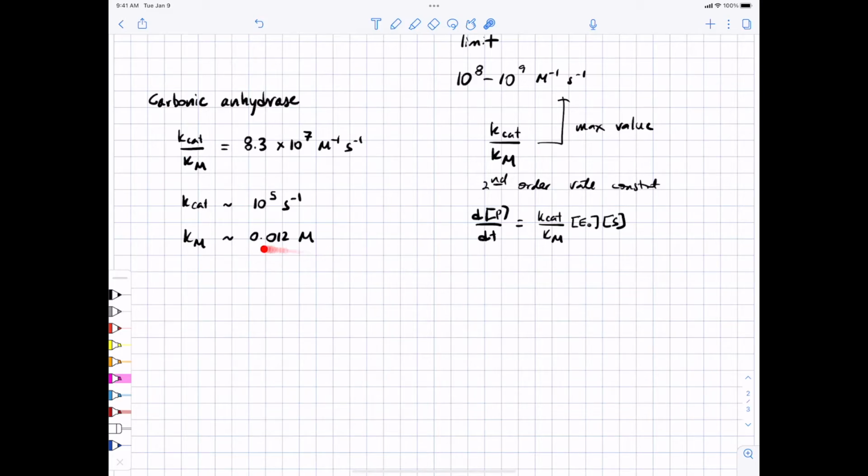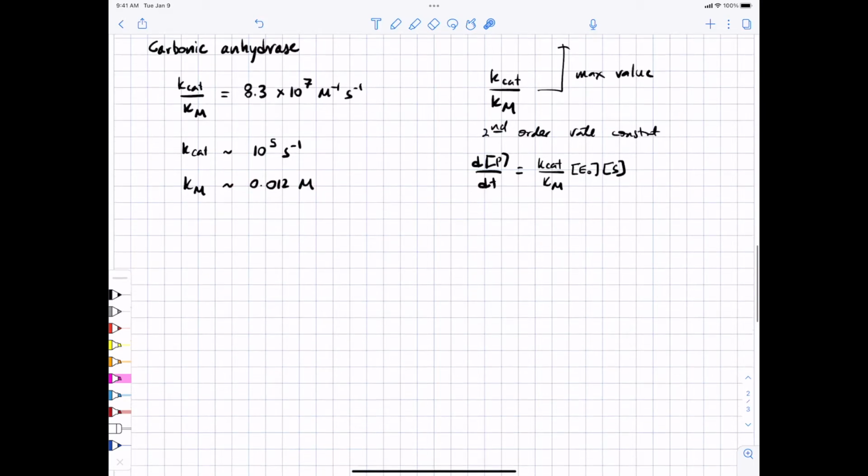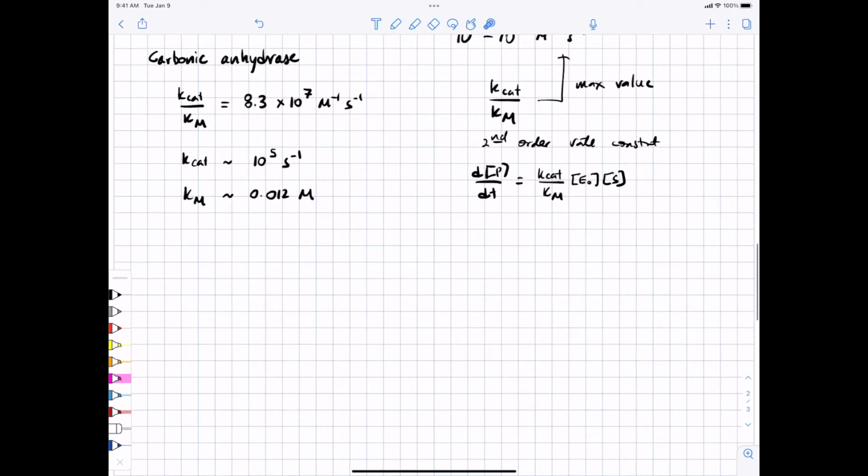This Km value is relatively high. That means that you need 12 millimolar to have half of the enzyme total concentration bound up in substrate. That must be related to the concentration of substrate that this molecule deals with. So we could look that up.